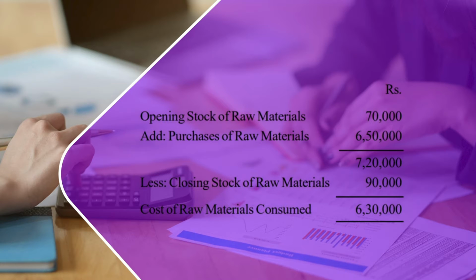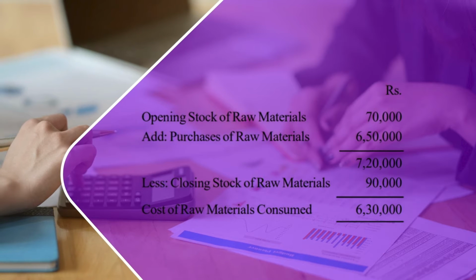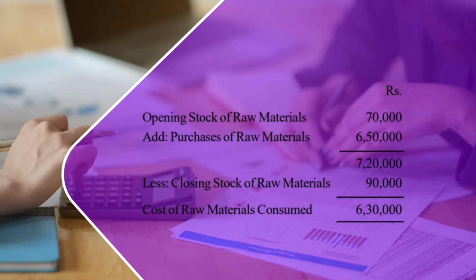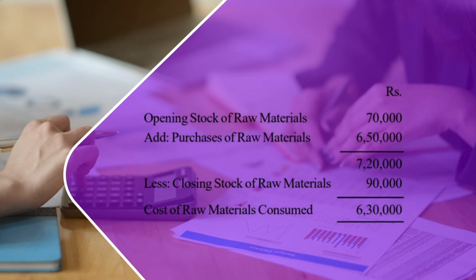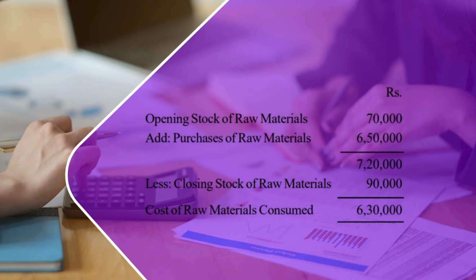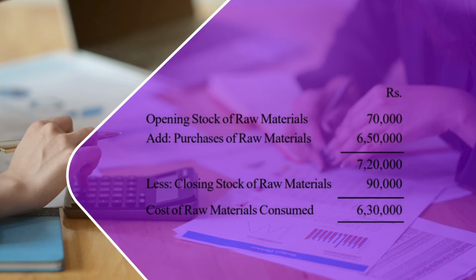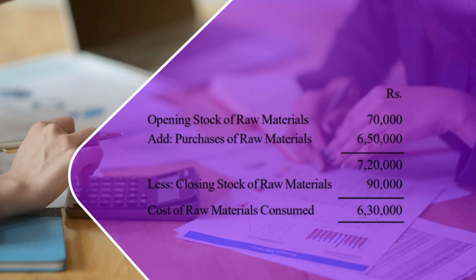Less closing stock of raw materials, it is 90,000. It is also provided in the question that the closing stock is rupees 90,000. So if we subtract it from 7,20,000, the net result comes to 6,30,000. So this is the cost of raw material consumed.